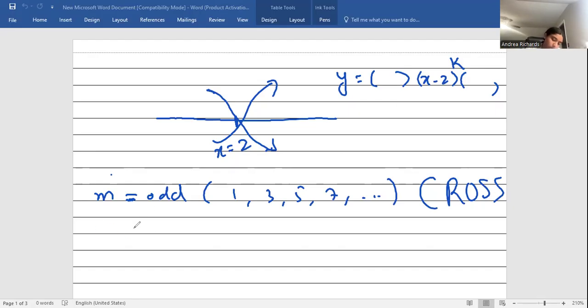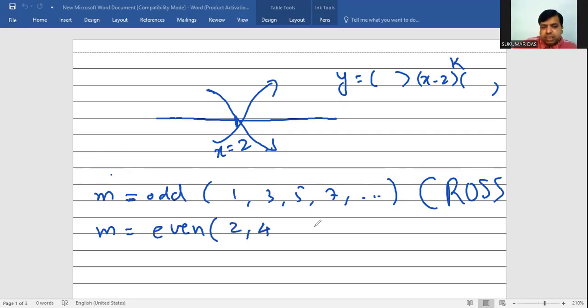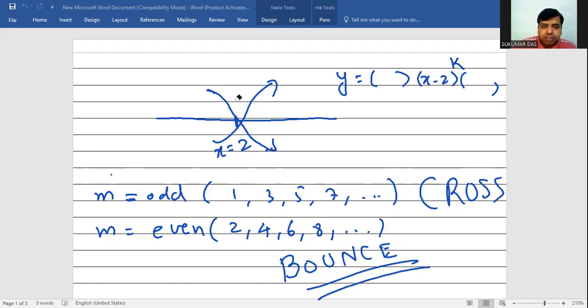And if m is even, like 2, 4, 6, 8, and so on, in that situation, the graph will bounce off. What does it mean? It means that it will bounce like this. So let's say if our multiplicity is even for x is equal to 2, then the graph will bounce like this, or maybe from this side. But it will bounce. It will not cross. It will just bounce.